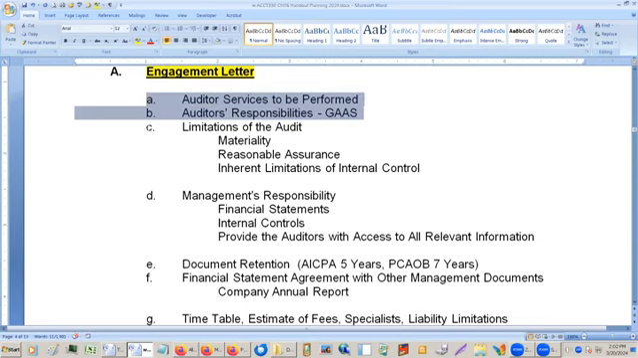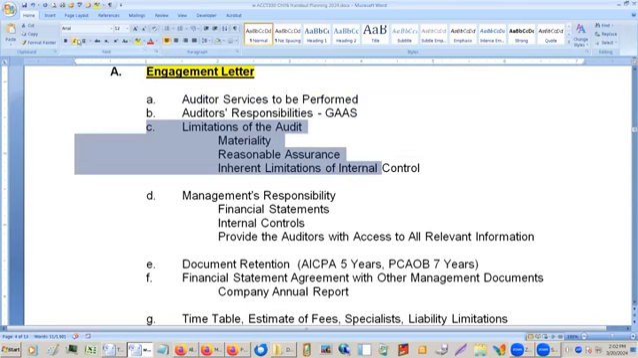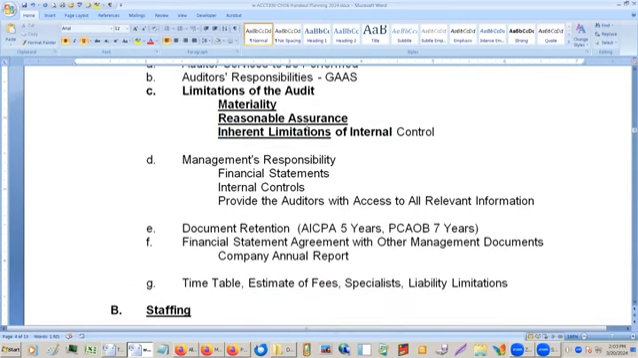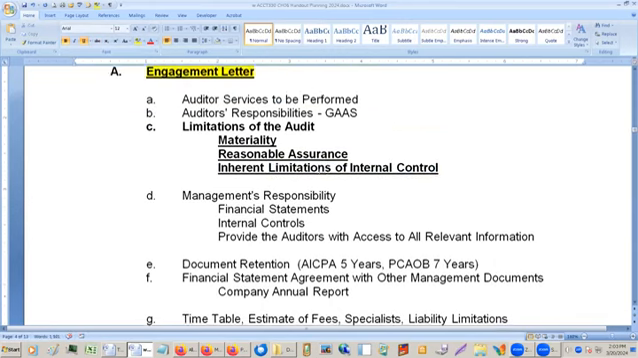And a lot of this stuff is stuff that we talked about before. You know, we have materiality, that's a judgment call. Reasonable assurance, that's a judgment call. And then there's inherent limitations, which we haven't talked about yet, but we'll talk about that in the internal control chapter. Well, I'll tell you what some of the inherent limitations are.